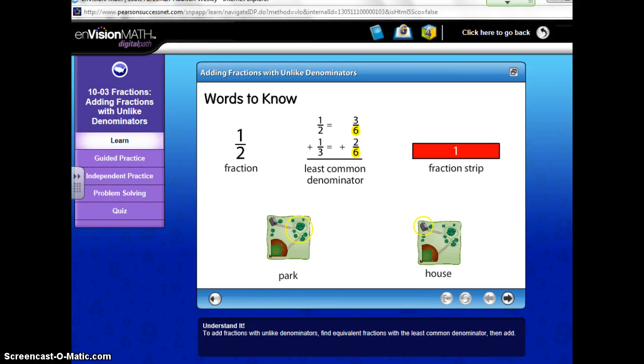Today's lesson is on only adding. Isn't that good news? So you don't have to think about, am I going to add, am I going to subtract? Today we're strictly adding. But today we're doing something a little bit different.